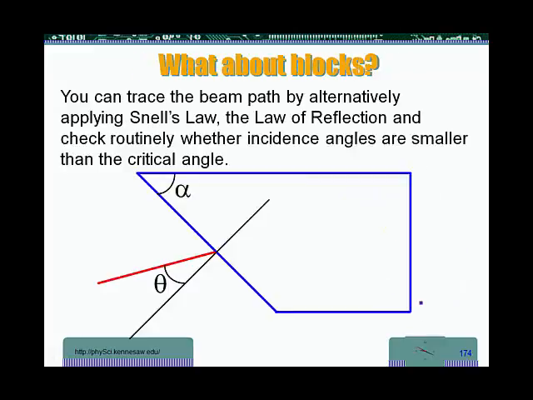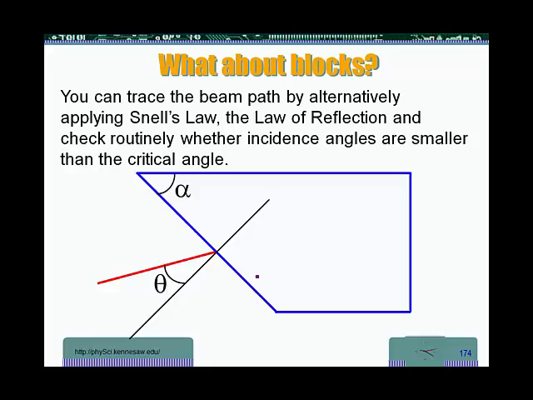Now, another interesting thing is more elaborate shapes, like this one here. Now, when we have a situation like this, where we are shining a light beam on the end of a particular shape of translucent material, how do we figure out what's going to happen to the beam inside?